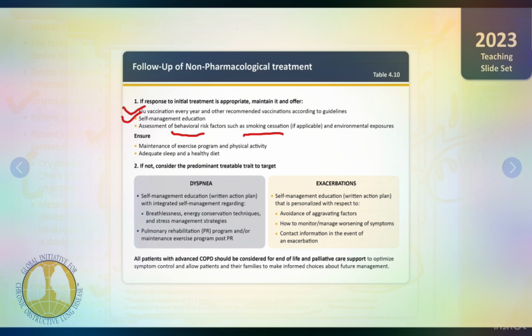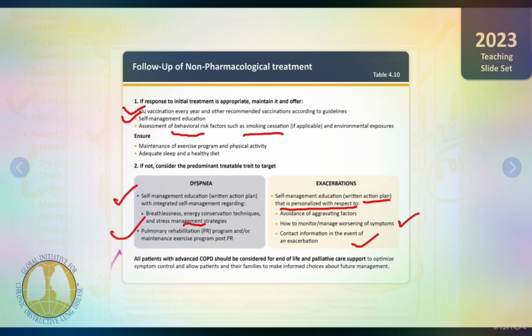If dyspnea is prominent, then we should give them self-management education and a written plan with integrated self-management regarding breathlessness, energy conservation techniques, and stress management strategies. After that, we should do a pulmonary rehabilitation program or maintenance exercise program post pulmonary rehabilitation. If exacerbations are prominent, then a self-management education written action plan should be there, personalized with respect to avoidance of aggravating factors, how to monitor or manage worsening of symptoms, and contact information in the event of exacerbation.